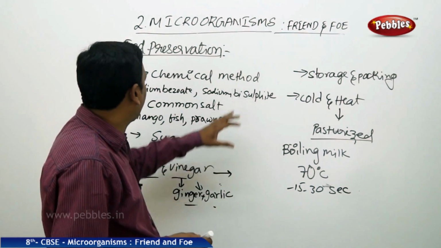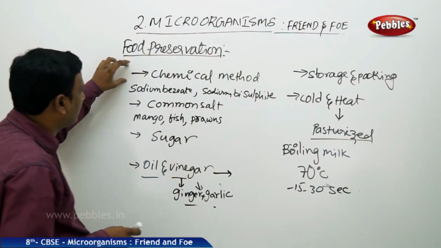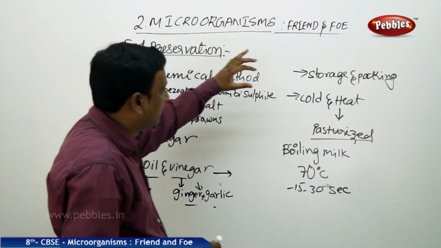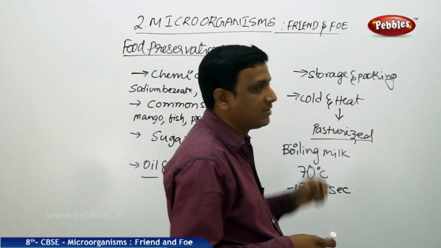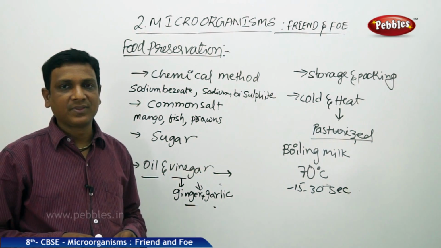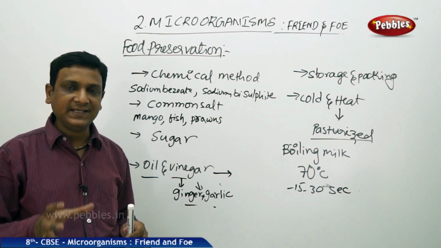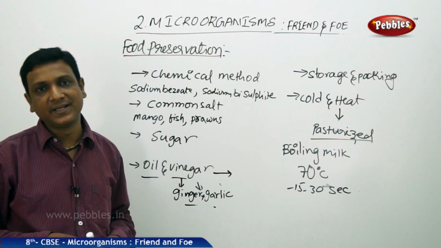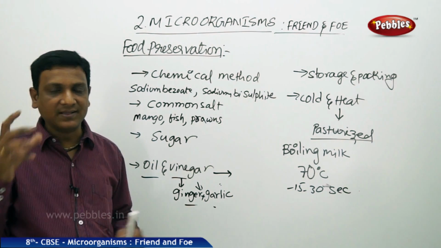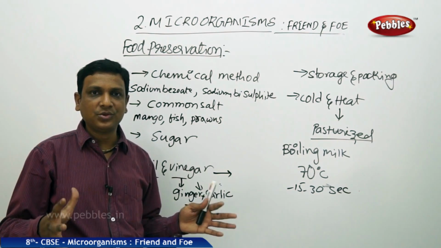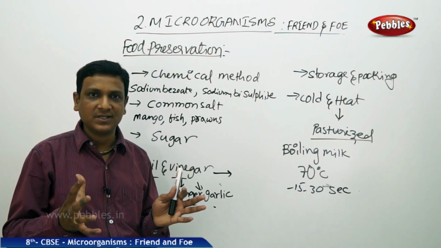And what is the last method here? We have seen the chemical methods, common salt, sugar, oil and vinegar, and cold and heat treatments. Now storage and packing. What is that? Nowadays packing technology has developed a lot. Advanced materials are brought into packing, and the machinery has also developed. Earlier there was no such machinery to pack food items.